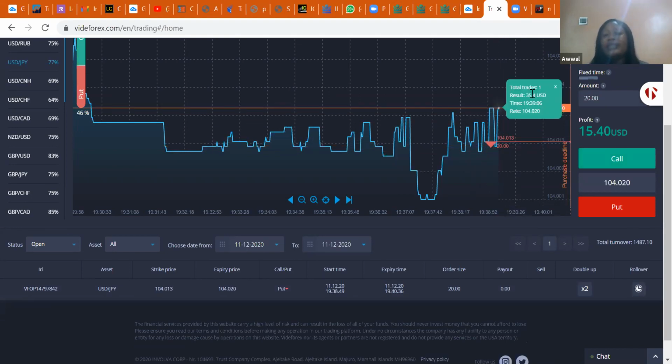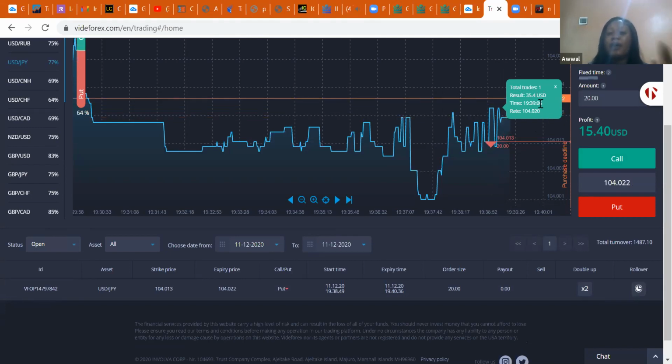Amazing, guys. We just made $35 in the space of 3 minutes. Can you see 35.4 USD? This is the result of the trade that we bought.